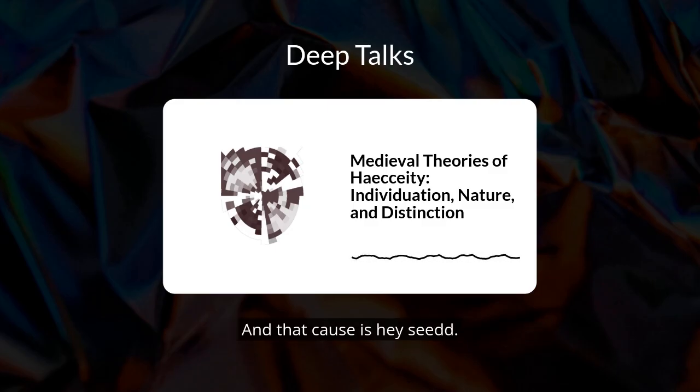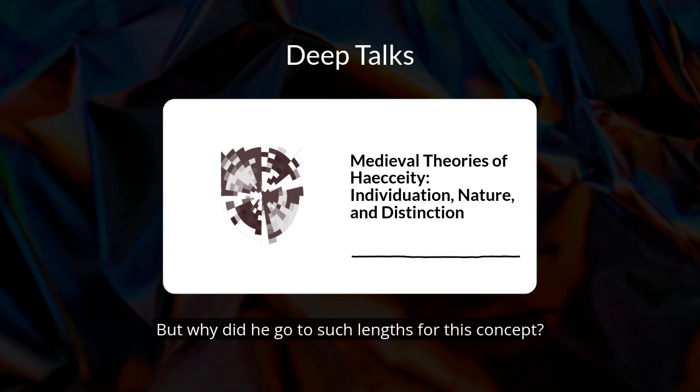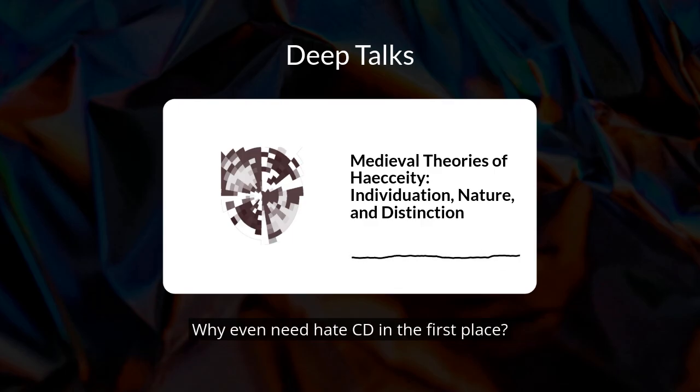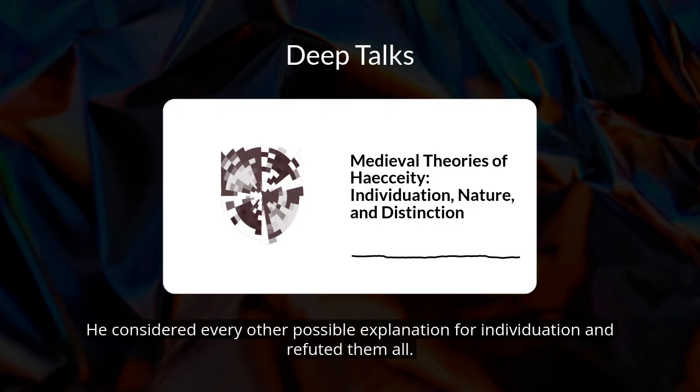And that cause is Haecceity. Okay. But why did he go to such lengths for this concept? Why even need Haecceity in the first place? So he was incredibly thorough. He considered every other possible explanation for individuation and refuted them all.